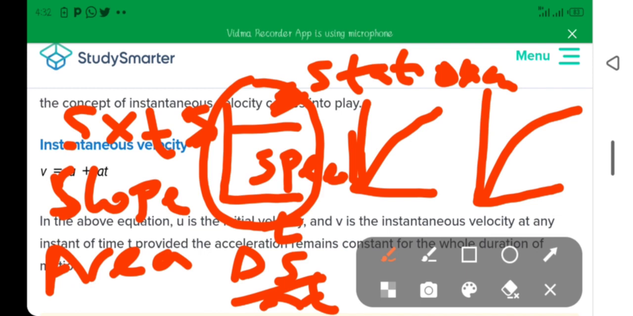Now for this second one, it's showing a straight line passing through the origin 0. If we actually calibrate, or grade, this graph, it's 1, 2, 3, 4, 5, 6, 7, 8 meters. For the time too, 1, 2, 3, 4, 5, 6, 7, 8 seconds. It means that as the distance is increasing, so is the time. They are increasing in equal proportion.